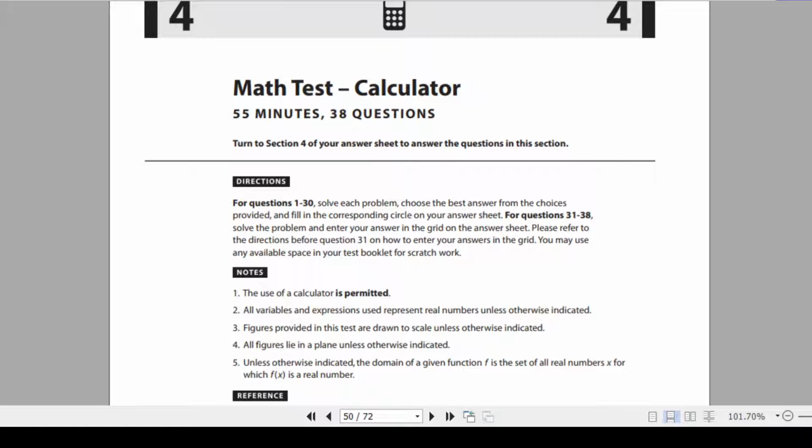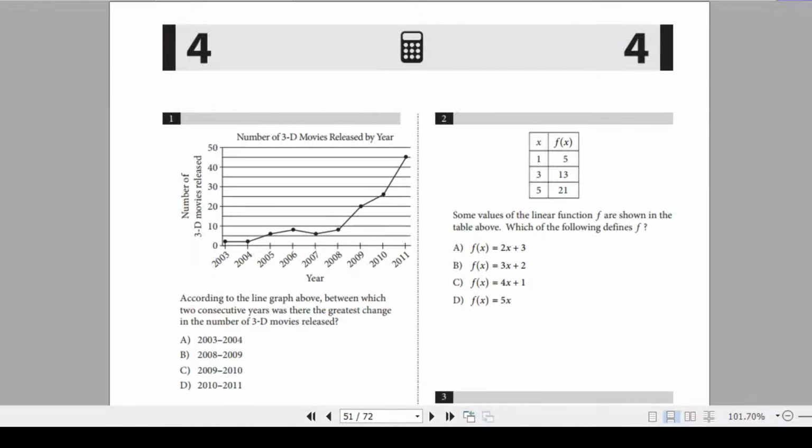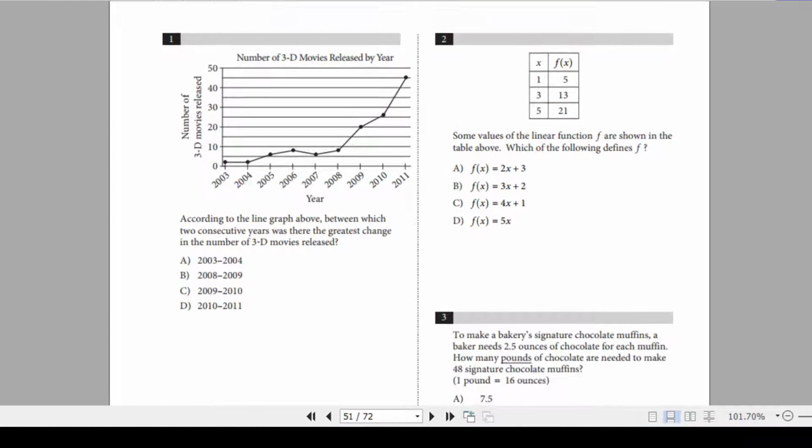Test 5, SAT calculator part. There are 55 minutes and 38 questions, so usually there is 1 minute and some seconds for each question. So we have to be fast. Okay. Well, not now. We have to explain everything. So let's start with this.